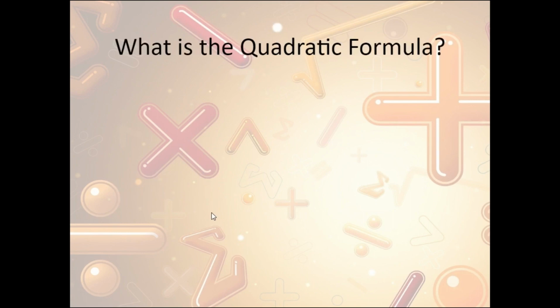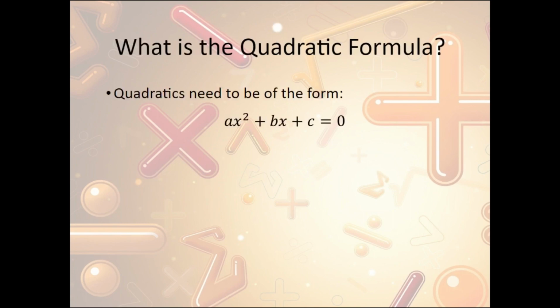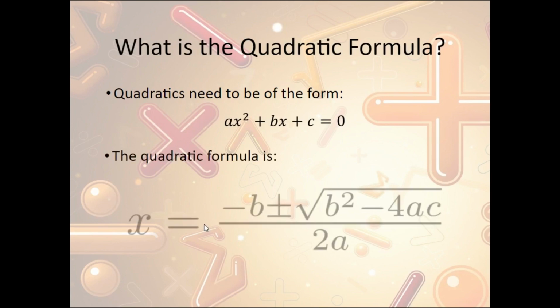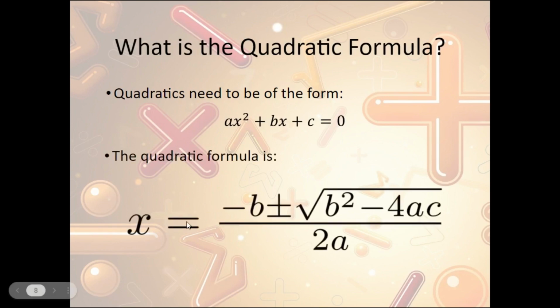So what is the quadratic formula? Quadratics will always appear as ax squared plus bx plus c equals 0. And from that, we can create the quadratic formula, which says this: x equals negative b plus or minus the square root of b squared minus 4ac, all over 2a.